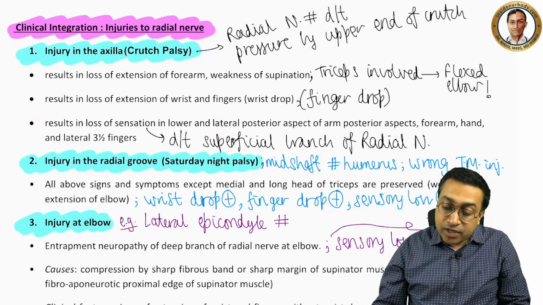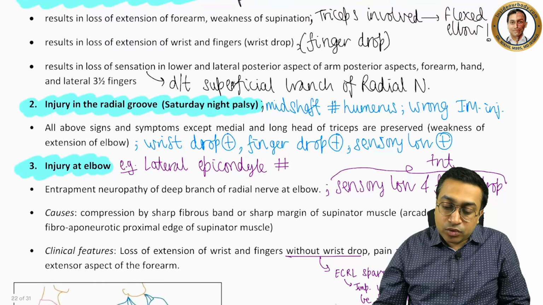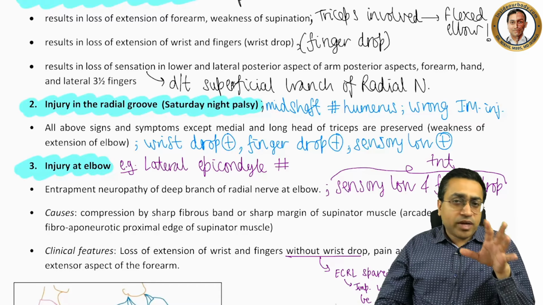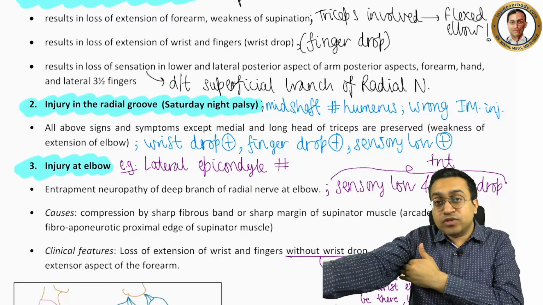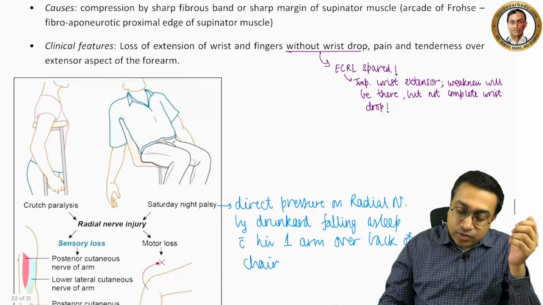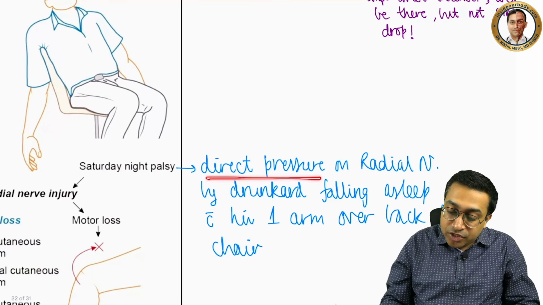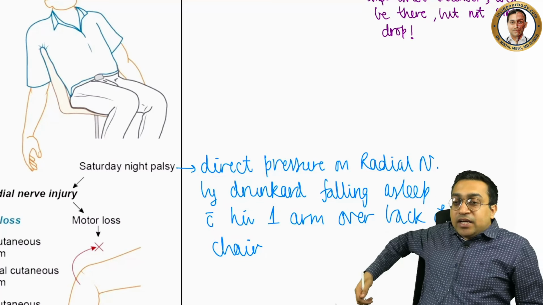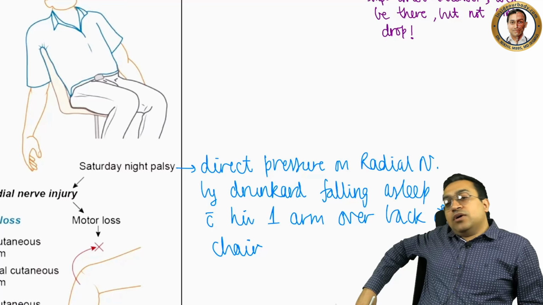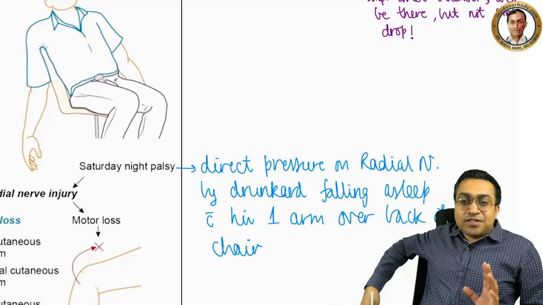Then we come to the tricky part, a little bit tricky, not too much, that is the injury to the radial groove. Now imagine a situation, when will such a specific injury happen, when only the radial groove is involved? That would be the classical case of a person sitting, with direct pressure on the radial nerve, a drunkard falling asleep with one arm over the back of the chair. After drinking too much on a Saturday night, so it is called Saturday night palsy.